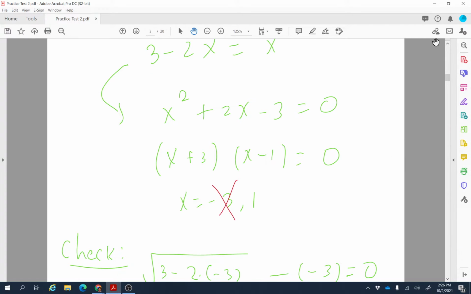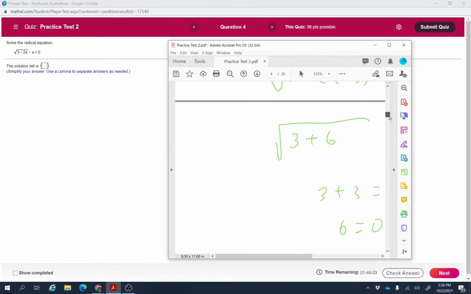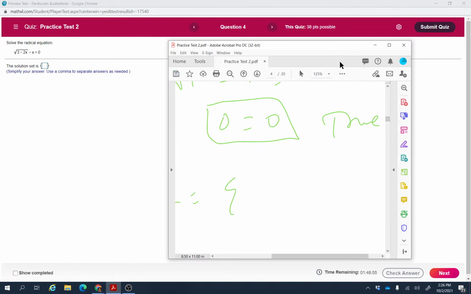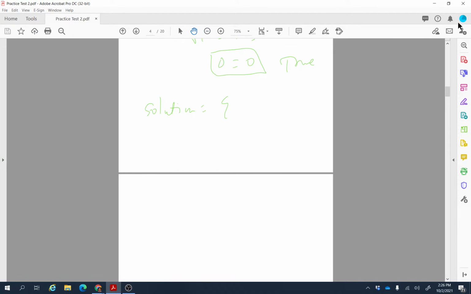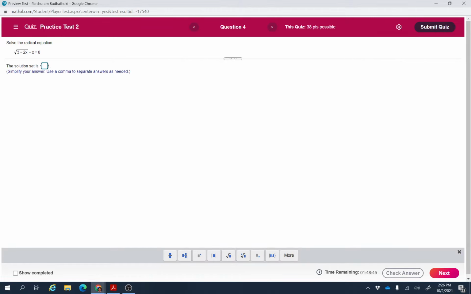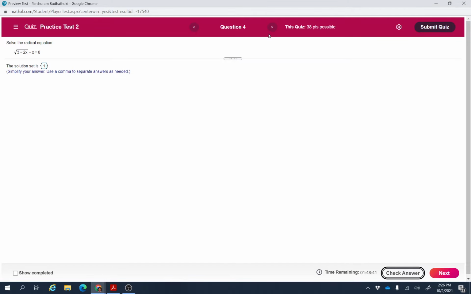So +1 is the solution. So positive 1 is the solution. So let's plug that value back here, and that's perfect.